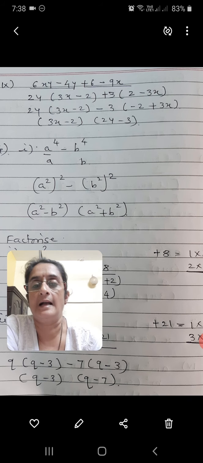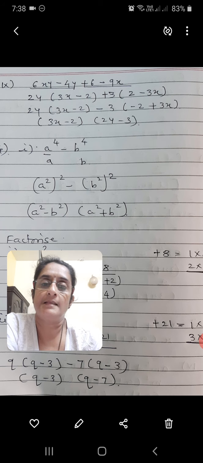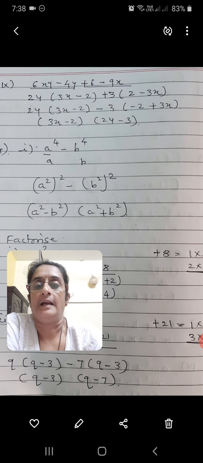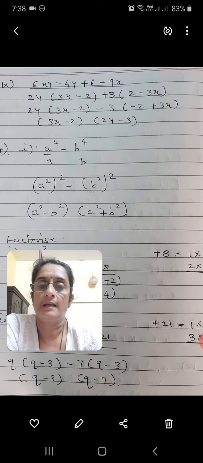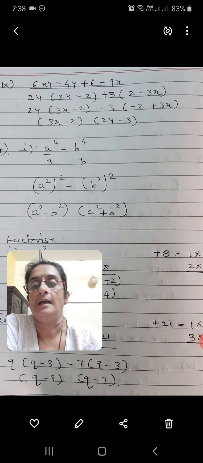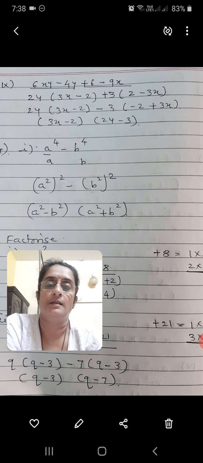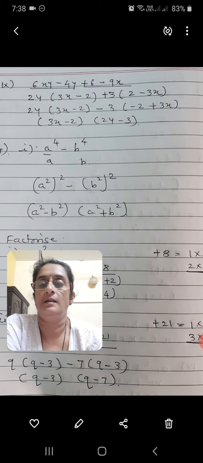Once you change that sign, all the bracket signs are also going to change. So 2 is positive, that will become negative, that is minus 2, and minus 3x becomes plus 3. Now both the brackets are equal, positive 3x, negative 2. Now you can take 3x minus 2 as the common bracket and the remaining terms, that is 2y minus 3, in the second bracket, and these two are the factors of the given term.